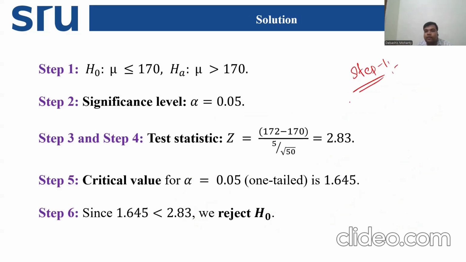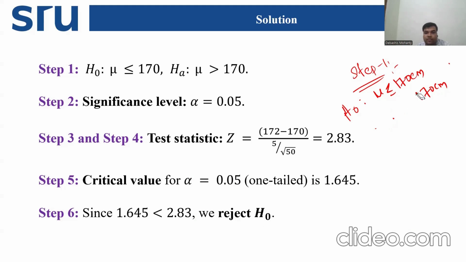So in step one, we have to define the null hypothesis. For defining the null hypothesis, mu is less than or equal to 170, because everyone is greater than 170 centimeters. So mu is less than or equal to 170. Then the alternative hypothesis will definitely be mu is greater than 170, right? As it is a one tail test, you can define it that way.